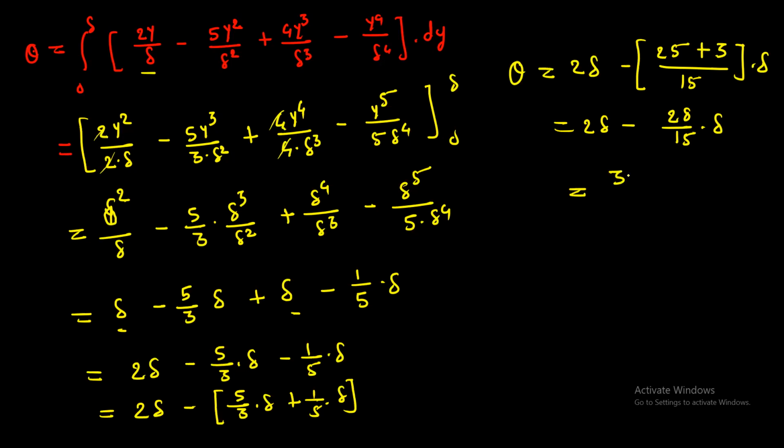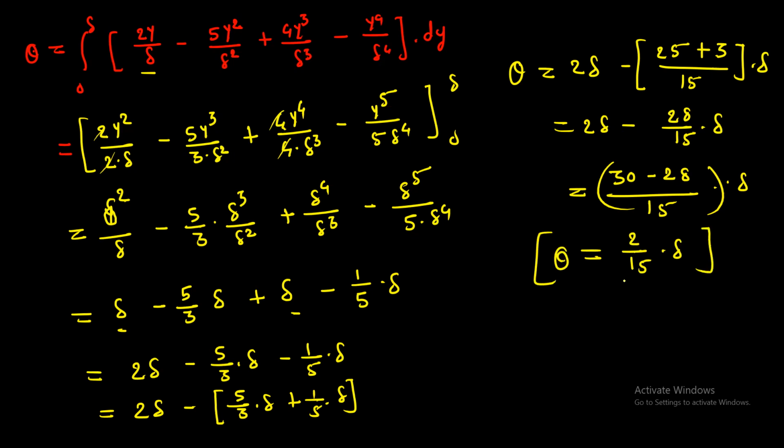And this is 30 minus 28 divided by 15 into delta. This is again a cross multiplication. So this is equal to 2 by 15 into delta. So this is the momentum thickness, 2 by 15 into delta. And similarly, you can find out the energy thickness.